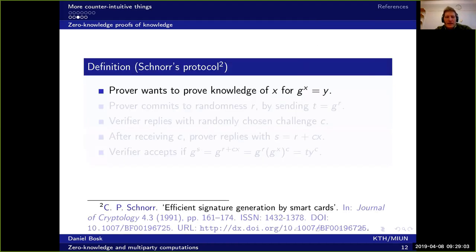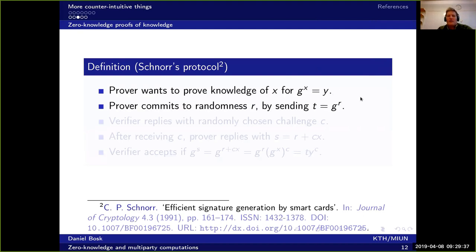Now, there was this protocol proposed in the early 90s by Schnorr. This is called Schnorr's protocol, or Schnorr's identification scheme. Here the prover wants to prove knowledge of some x, which is a discrete logarithm that the prover knows. The verifier simply knows g to the power of x, denoted as y in the protocol here.